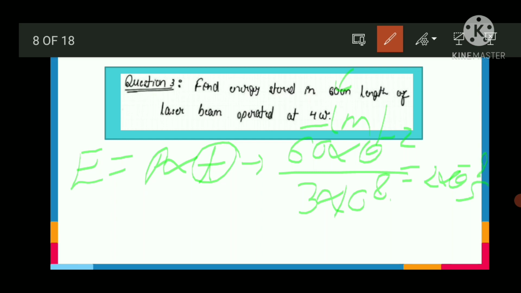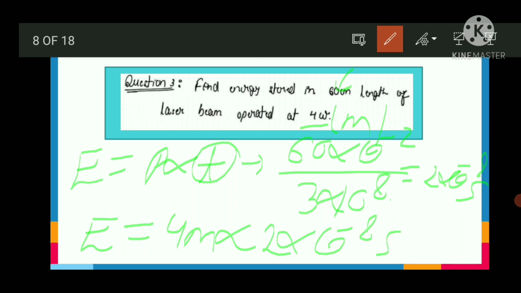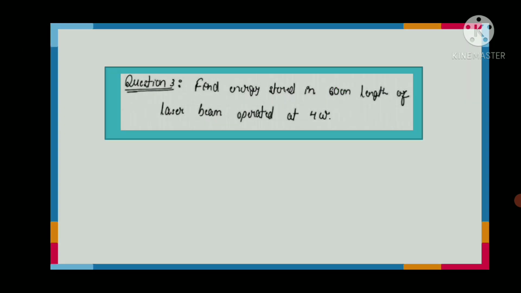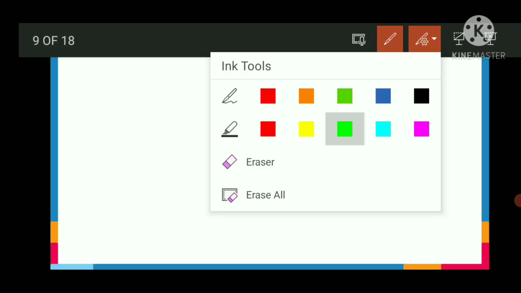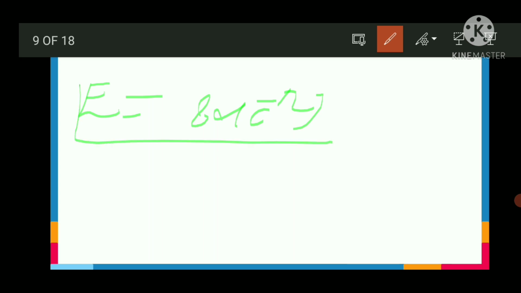So friends, we have got power. Just multiplying power 4 milliwatt into time 2 into 10 to the power minus 8 seconds. So friends, we can move to the next slide. What we can write is energy equals 8 into 10 to the power minus 12 joules.